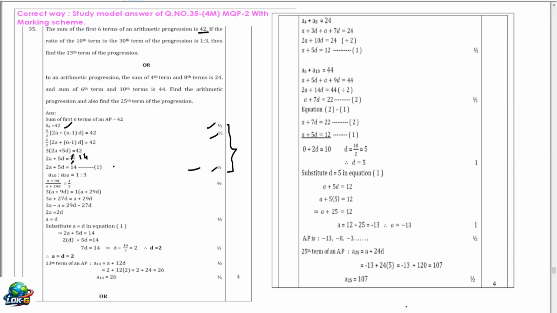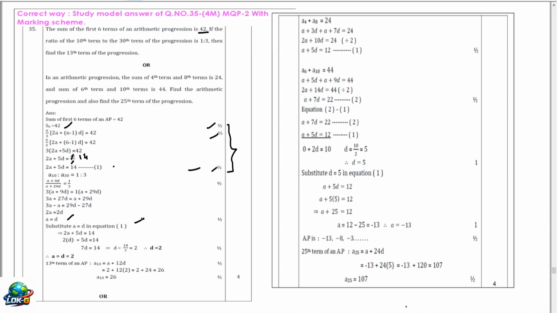The ratio A10 upon A30 is equal to 1:3. A10 means A plus 9D, A30 means A plus 29D. Cross multiply, you will get 3 into (A plus 9D) and 1 into (A plus 29D). Remove the bracket: 3A plus 27D is equal to A plus 29D. You can take 27D to the right, A to the left. 3A minus A is 2A, 29D minus 27D is 2D. 2 cancels. A is equal to D.